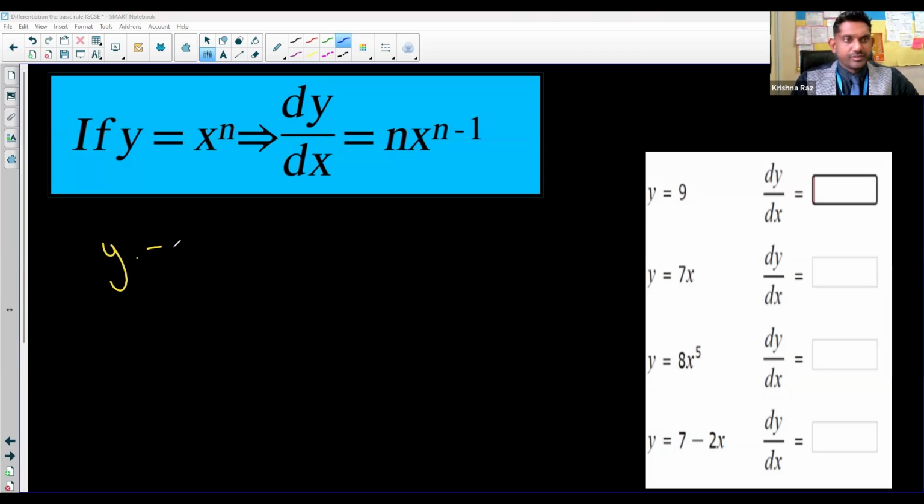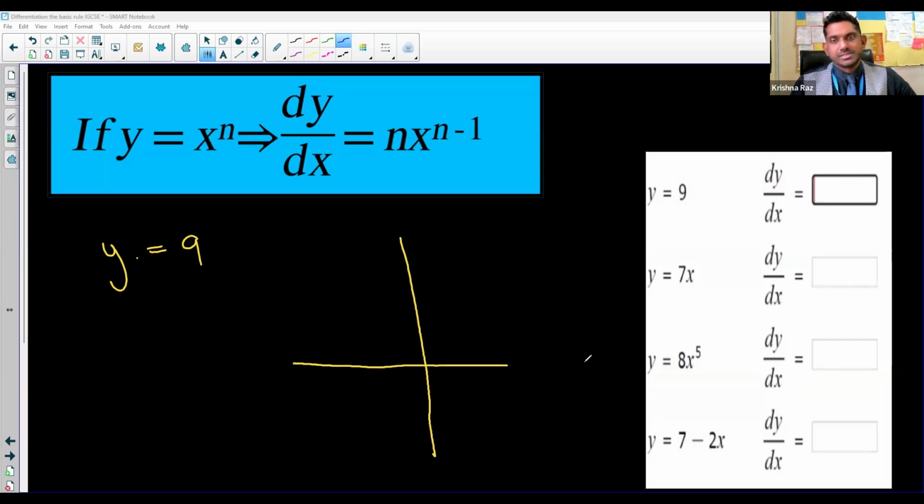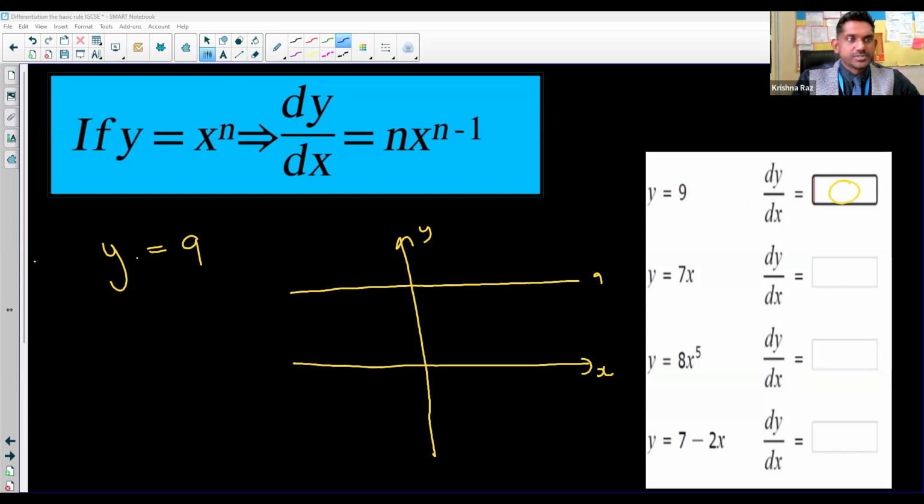If we have a constant, we can imagine, if I have an axis and I draw the line y equals 9, what is the gradient of that line? Exactly, it is 0. So the gradient of any constant will be 0. When I say constant, I just mean a number.